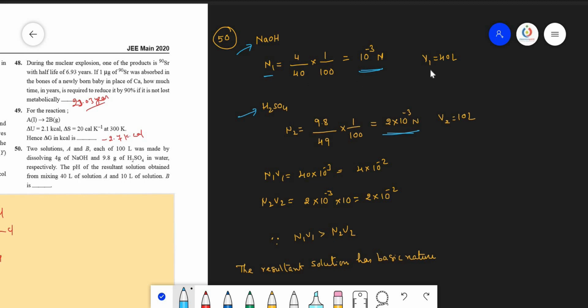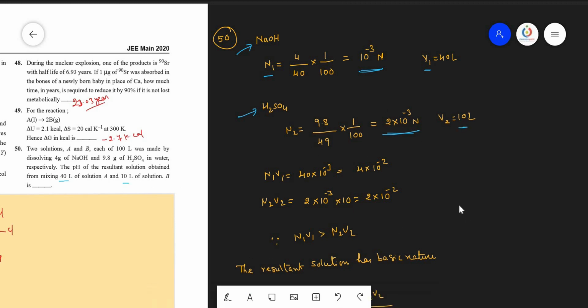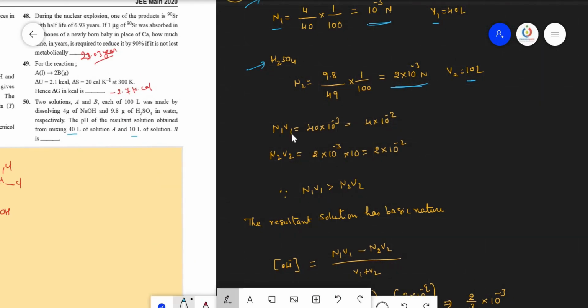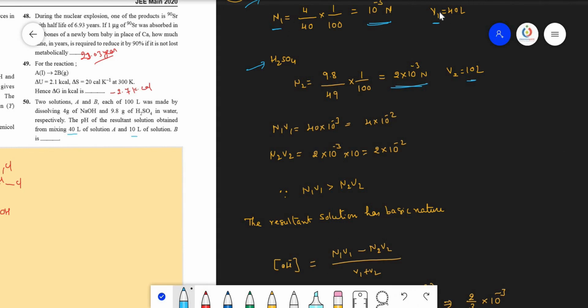Now from the first solution, what volume have they taken? 40 liters of the first solution, and from the second solution only 10 liters. So they are mixing these. In such cases we need to find the number of equivalents of the first and second solutions. Let's multiply the normality with its volume to get the number of equivalents. Number of equivalents of the first solution is 10 power minus 3 into 40, so the value equals 4 into 10 power minus 2. The second number of equivalents is its normality 2 into 10 power minus 3 times volume 10 liters, which equals 2 into 10 power minus 2.